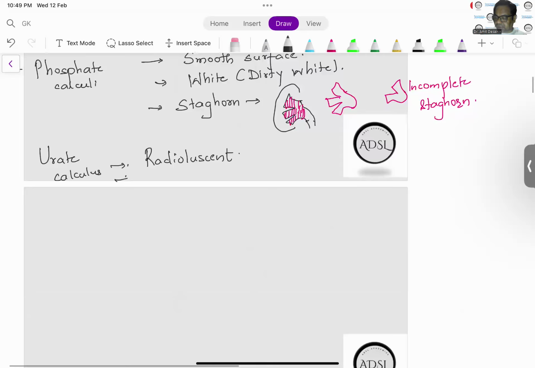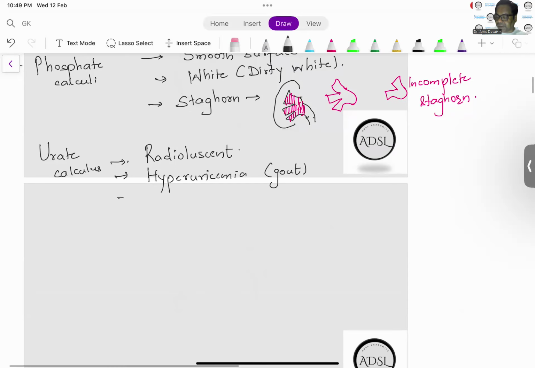It is associated with hyperuricemia, which you see in a condition called gout. It is associated with hyperuricemia. And usually, how are they? They are yellow or reddish or brown in color.